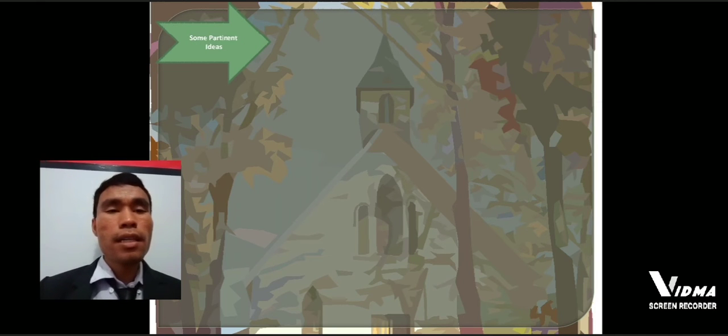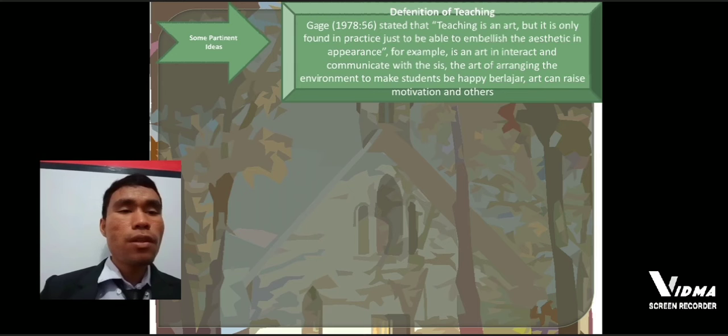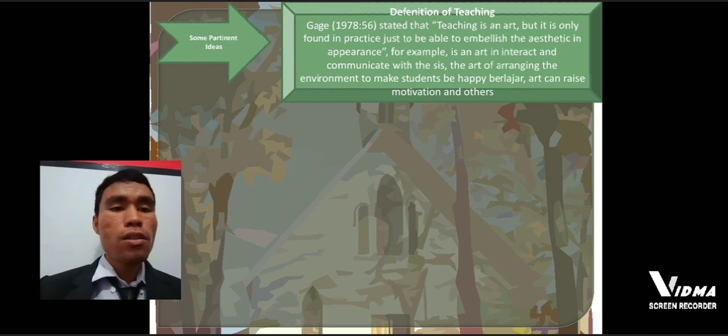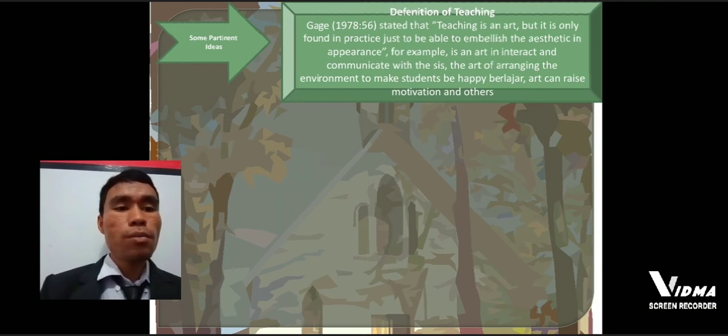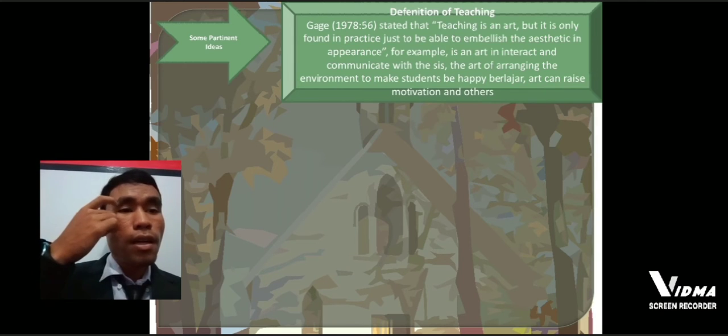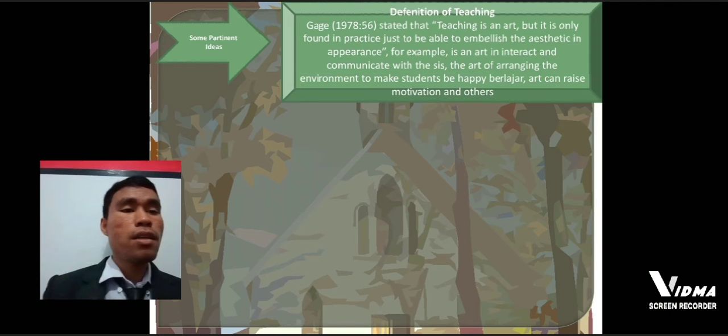Next, some pertinent ideas. Definition of teaching. According to Gage, in 1978, page 56, teaching is an art, but it is only found in practice, just to be able to embellish the aesthetic in appearance. For example, it's an art to interact and communicate with the students, the art of arranging the environment to make students happy. Art can raise motivation and others.